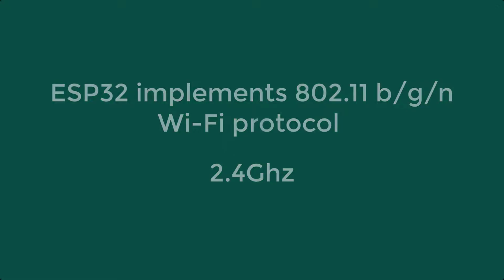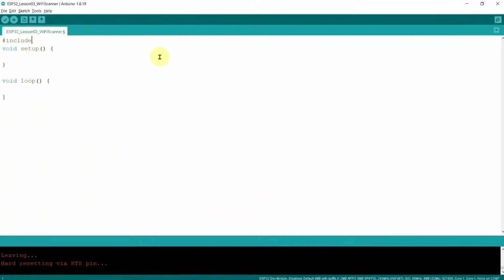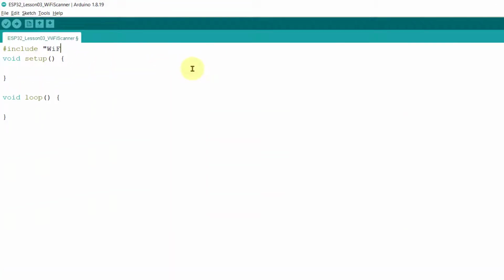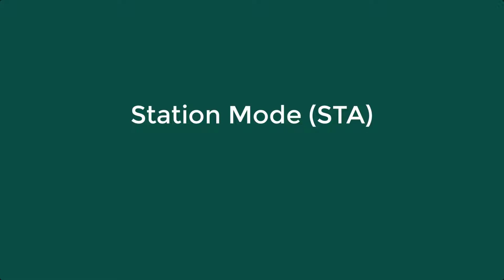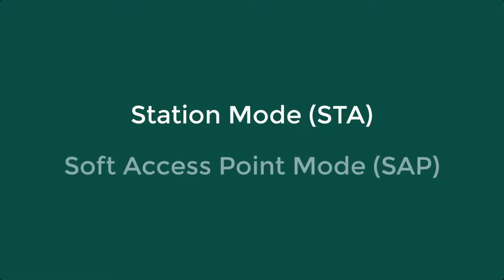In Arduino IDE, we will be using the WiFi.h library to handle the Wi-Fi capability of your ESP32. With this, we can use the ESP32 in either a station mode or a soft access point mode. So, what's the difference between these two modes?